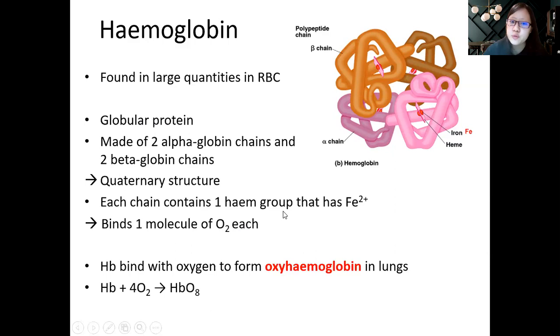Each chain has 1 heme group, which has an iron 2+ ion, and each heme group can bind to 1 molecule of oxygen, which means 1 hemoglobin can bind 4 molecules of oxygen to form oxyhemoglobin. And this formation, this chemical equation here, obviously happens in the lungs, where gas exchange occurs, and you breathe in fresh air of oxygen for binding to the hemoglobin to be transported to the rest of your body. So that's it. We have talked about white blood cells. We have talked about red blood cells.